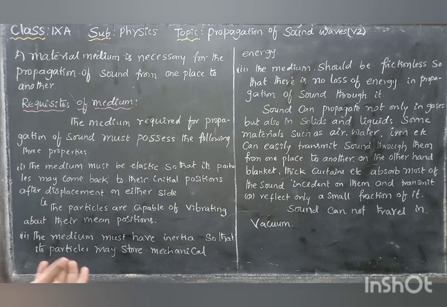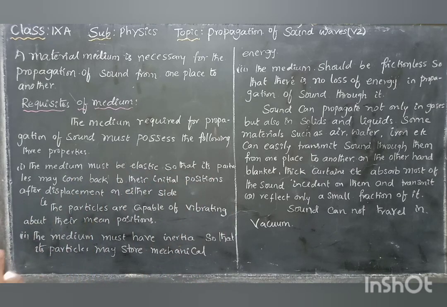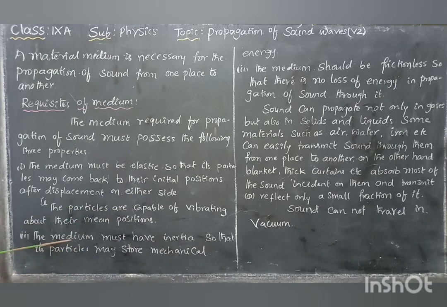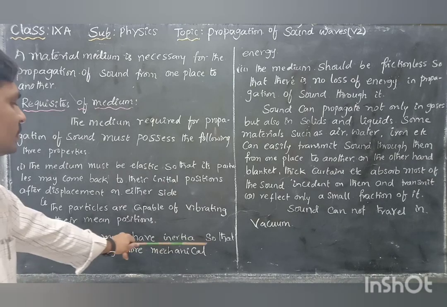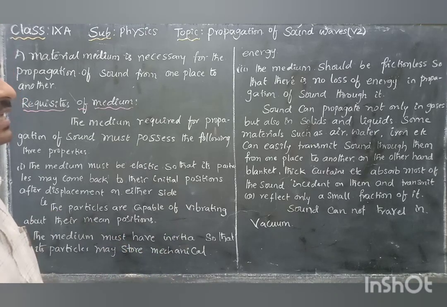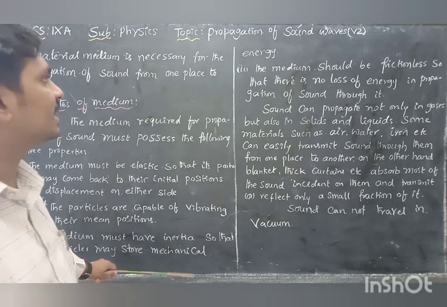If you select any medium that has elasticity, then only will the particles come back to the original position after displacement. That is the first one. The particles are capable of vibrating about their mean position. Always the particles will be vibrating about their mean position. That is the meaning of elasticity. Next, second point, the medium must have inertia, so that its particles may store mechanical energy. If you select any medium, it has some inertia, and then only it comes back to the original position, so that energy will be stored in mechanical form.